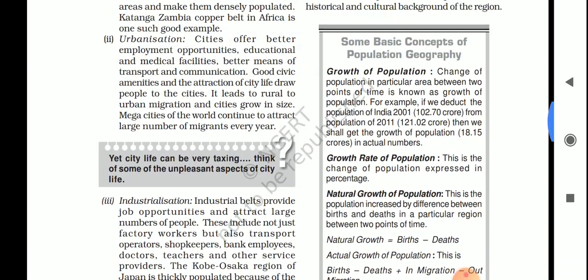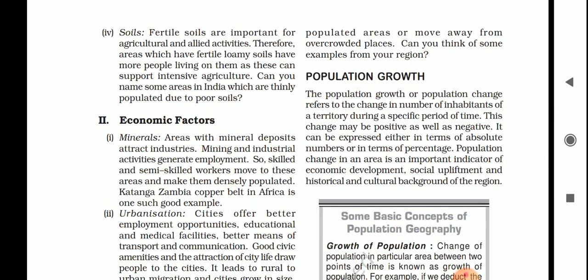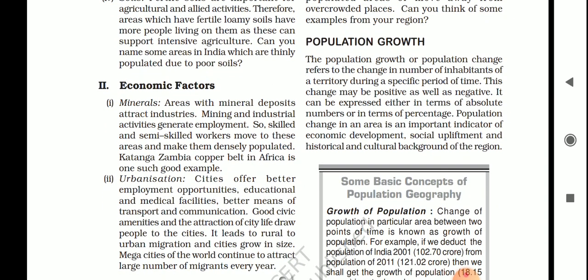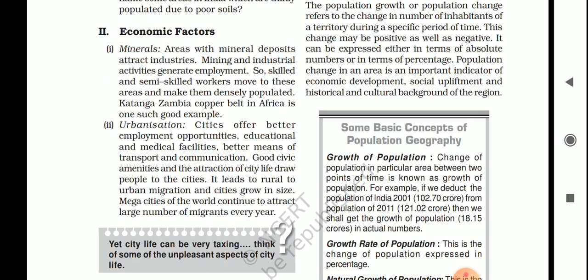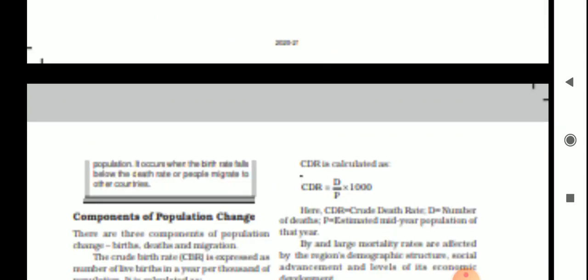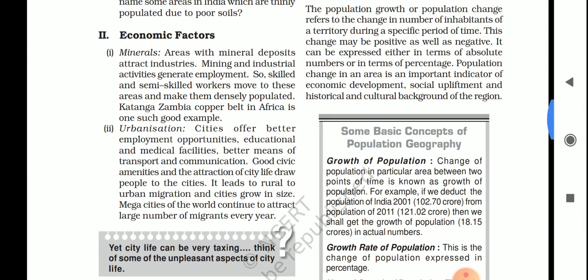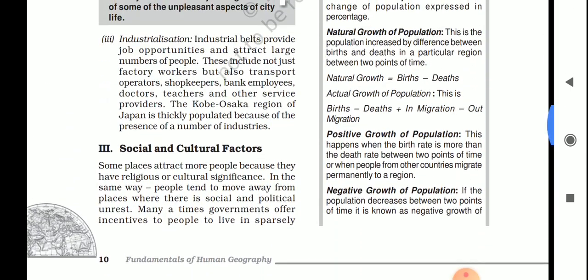Right? And then the next topic is population growth. So students, what is growth? Growth can always be positive or negative. Population growth or population change refers to the change in numbers. If the death rate is high, we can say it is negative growth, and if the birth rate is high, it is positive growth. So this is a change, maybe in a positive as well as a negative way, right students? Population change in an area is an important indicator of economic development, social upliftment and the historical cultural background of the region. So these are the factors which affect population, and you have to learn all of them.